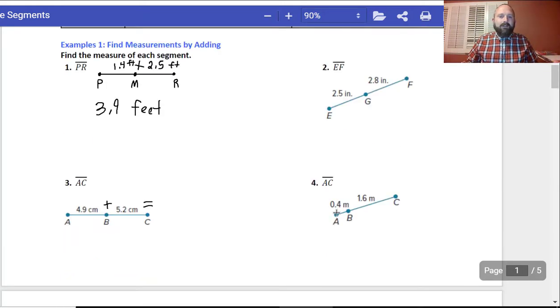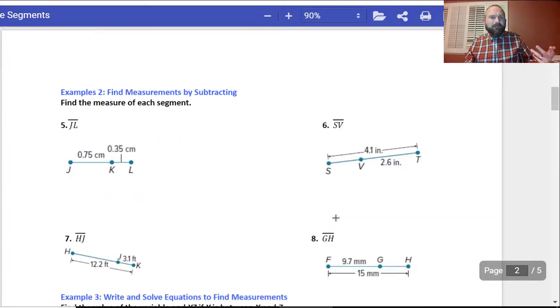So if I have 4.9 plus 5.2, well, I could say that's 5, and I'm going to minus 0.1. That's 10.2. Now it's 10.1 centimeters. All right, go ahead and try these out, and I'll walk around and check your work. Going on in 3, 2, 1.